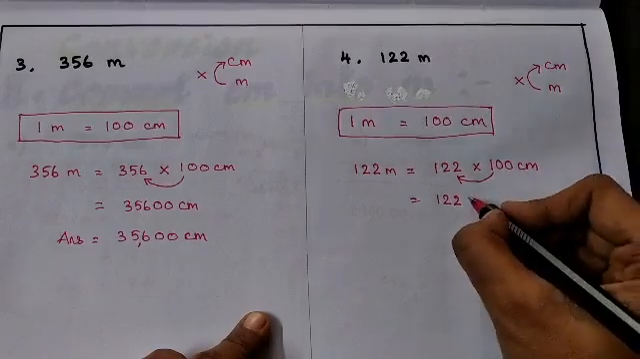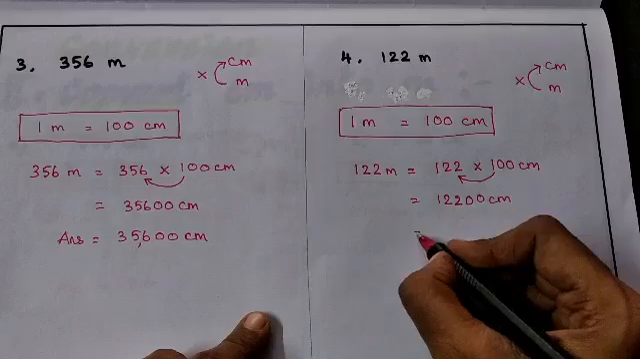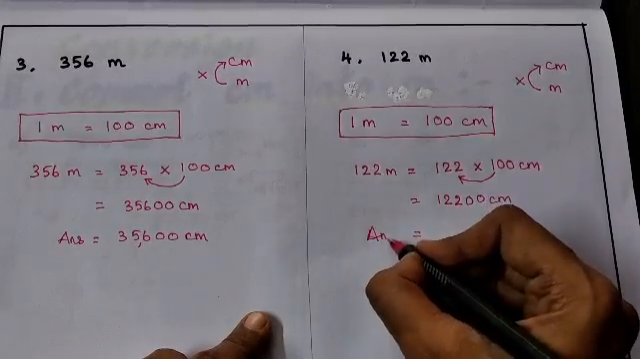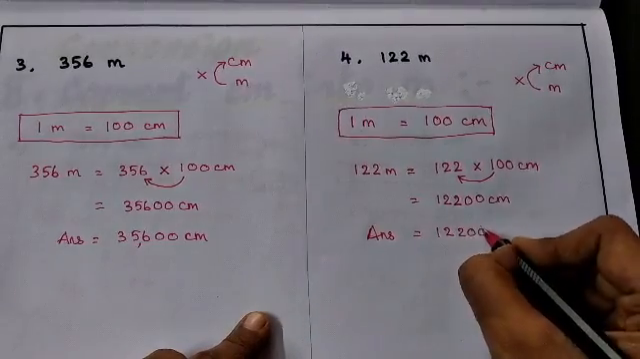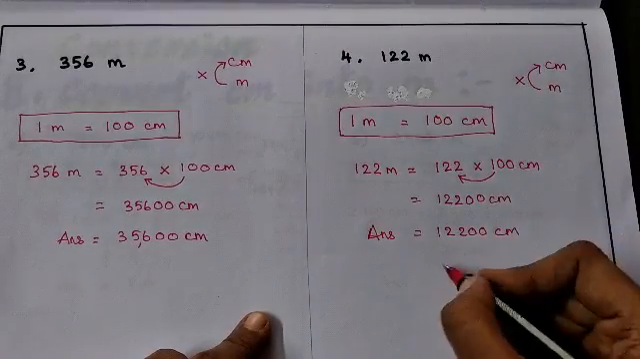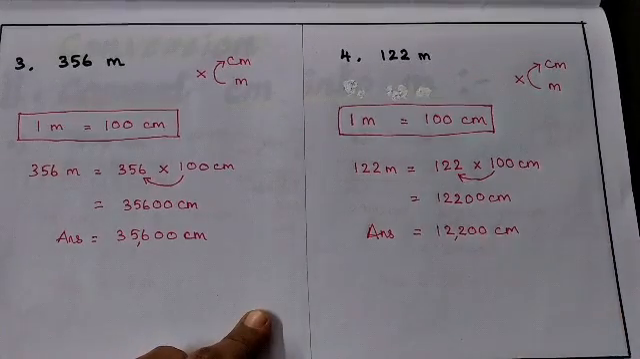Then add these 2 zeros. So, what will be the answer, children? Answer will be the same number you write. So, what is this? This is 12,200. Correct?